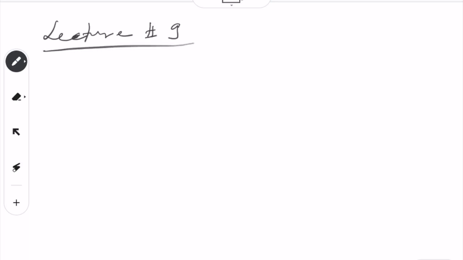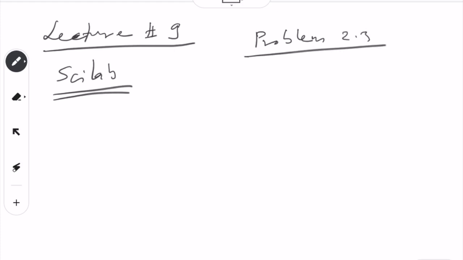Okay, and in the last lecture video we did some Scilab programming. Scilab is a programming language. This is a package which is similar to MATLAB. So we solved problem number 2.3 and which looks like this. So this is a truss problem.